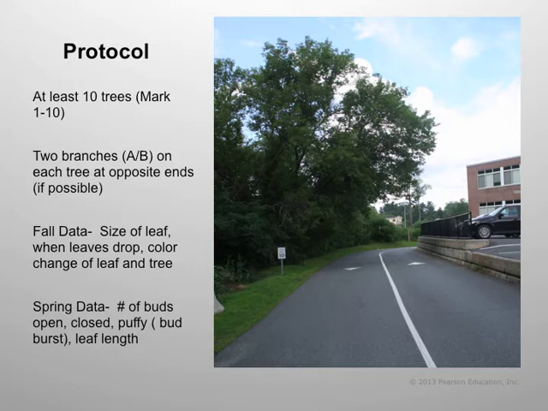We're going to measure when the leaves drop, the color change of a leaf, and color changes on the tree. In the spring, we're going to look at number of buds, whether they're open, closed, puffy. It's called bud burst. And then we're going to do leaf length every time we go out in the spring. But what's really cool about this fall is we're getting our first set of data in Hanover High School from last spring to this fall, and we'll be calculating growing season.